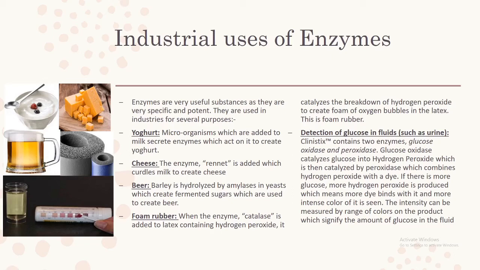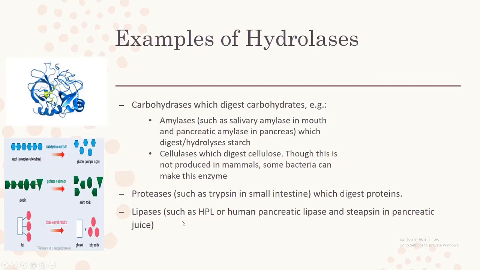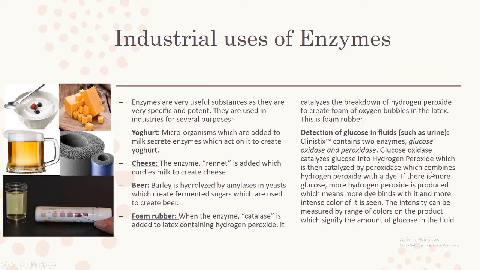Now what is the job of peroxidase? Peroxidase actually combines the hydrogen peroxide with a dye. Now this tells us it is a ligase. If you see where it says ligase joins two molecules, see, that is done. If there is more glucose, more hydrogen peroxide will obviously be produced, because glucose oxidase will catalyze as much glucose and it will produce all of it to hydrogen peroxide.